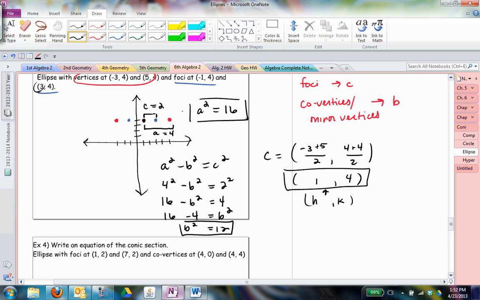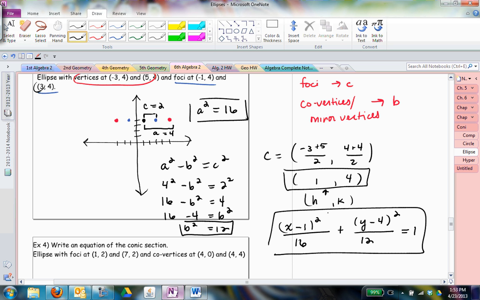Okay, now notice that our graph has the foci in the left-right direction. So our A value is also in the left-right direction. So A squared is going to go underneath x. So we have x minus 1 squared over 16 plus y minus 4 squared over 12, because B is going to go under y, because this is going to be shorter than it is wide. Okay, so this is our equation: x minus 1 squared over 16 plus y minus 4 squared over 12 equals 1.